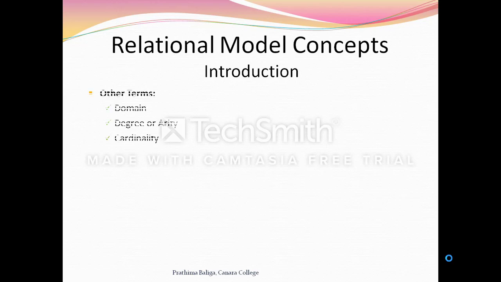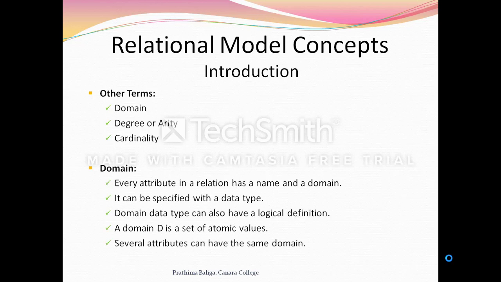The other terms that we have to understand are domain, degree and cardinality. Now let us discuss what is a domain. Every attribute in a relation has a name and a domain. Domain is specified with the data type. Data type can also have a logical definition.